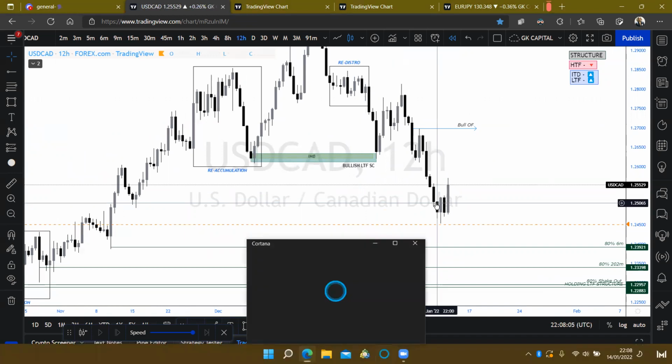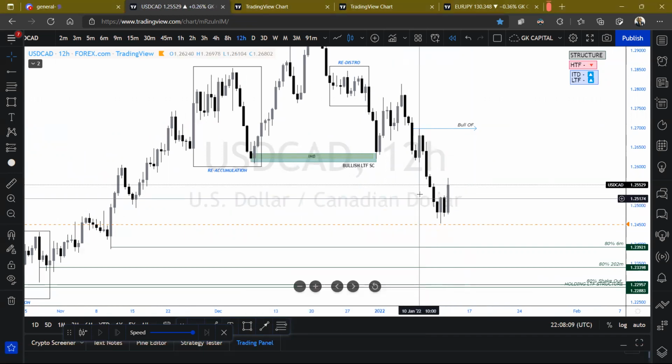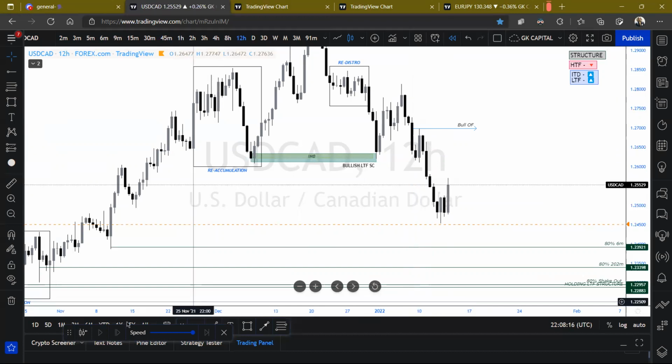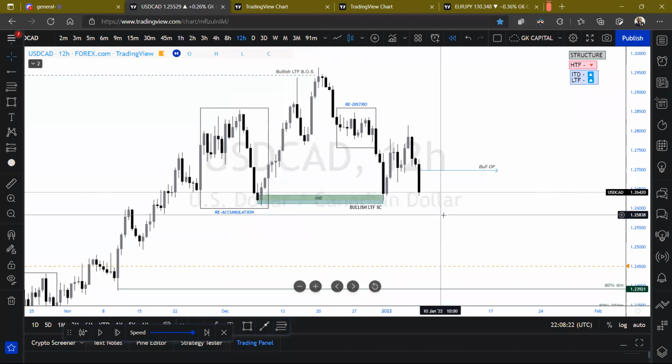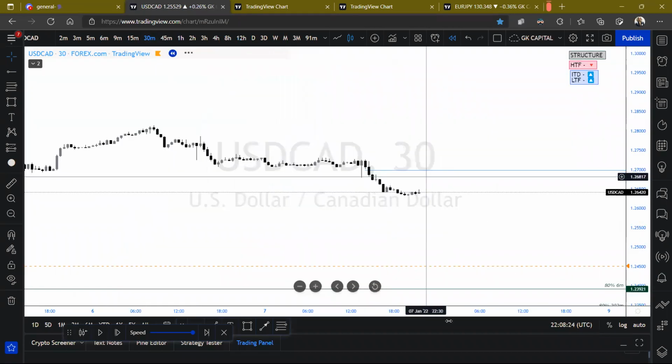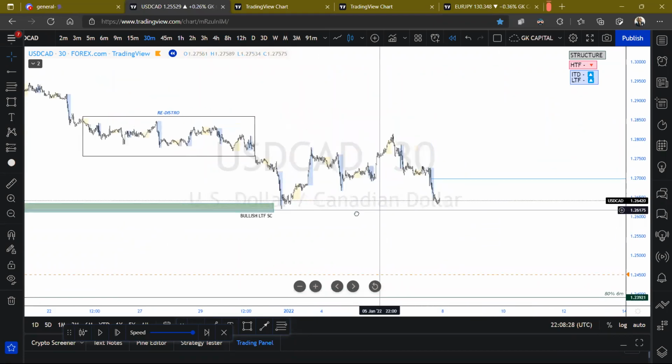USD CAD. Okay, so there's the 10th here, 9th, 10th. Okay, so at this point we were trading into the SC, right? And then we haven't traded below this yet.